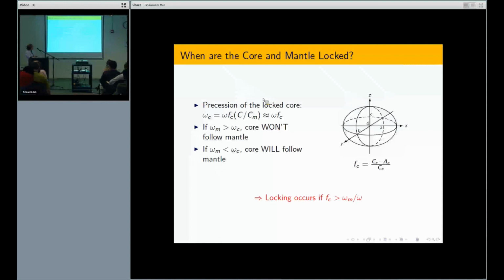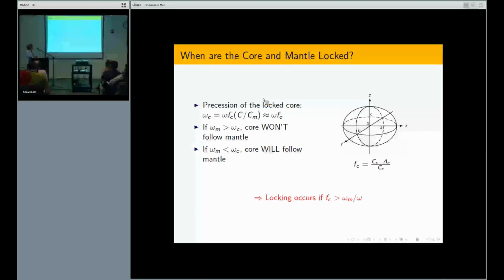So the natural precession frequency of the core is equal to the precession frequency of the orbit, so this is 18 years, times the flattening of the core-mantle boundary, where the flattening is just a measure of ellipticity. And if the mantle precession frequency is greater than the core precession frequency, then the core will not follow the mantle. All right, so this is saying that if the mantle is moving very rapidly outside a naturally slow-moving core, the core is not going to be able to follow along.